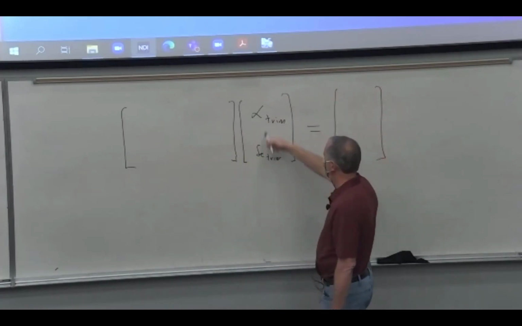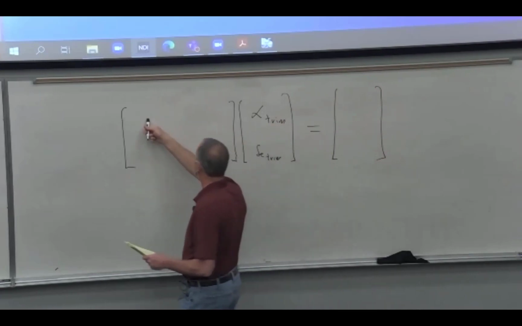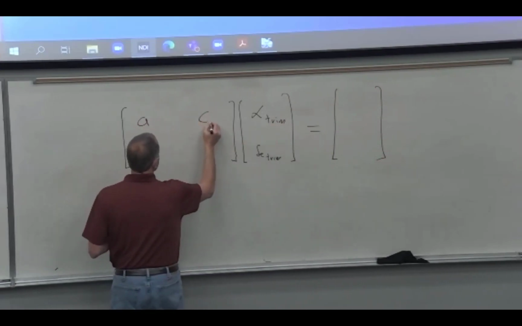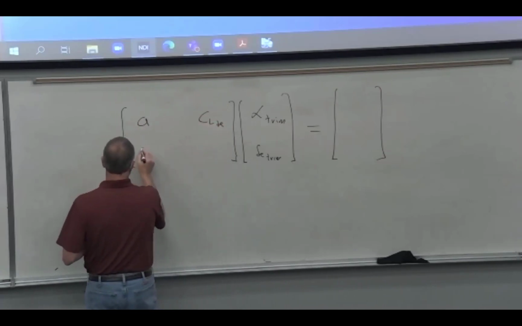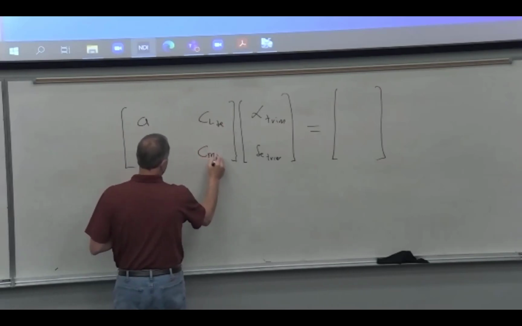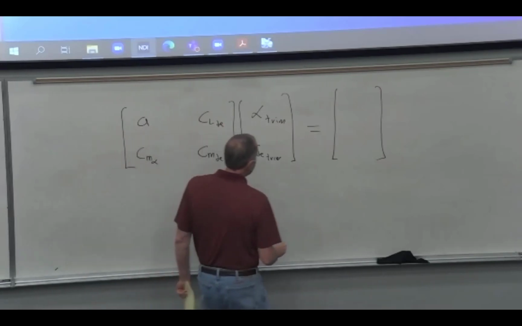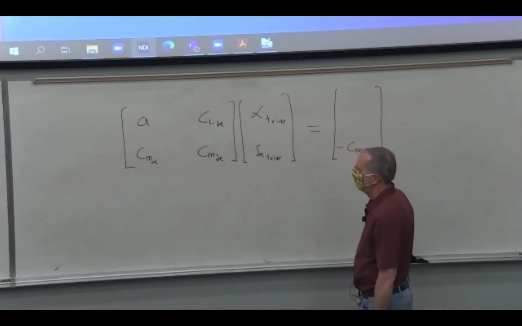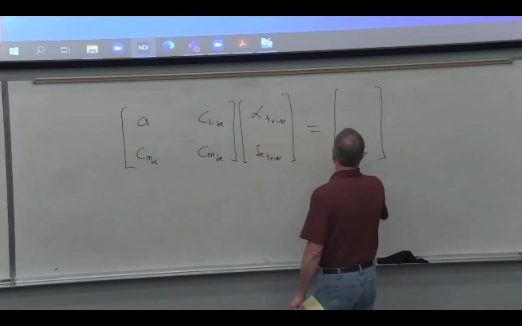So we put the unknowns in a vector, and then this is the stuff that multiplies all of those. This is easy because A goes here, CL delta E goes here, CM alpha goes here, CM delta E goes here. The CM0 we have to shove over to the other side, so we get a negative. And then the CL trim goes here.